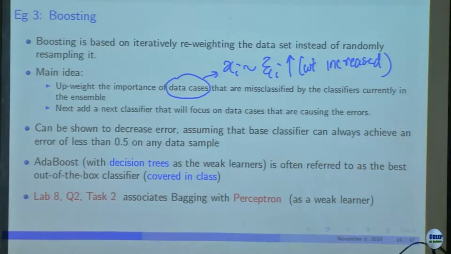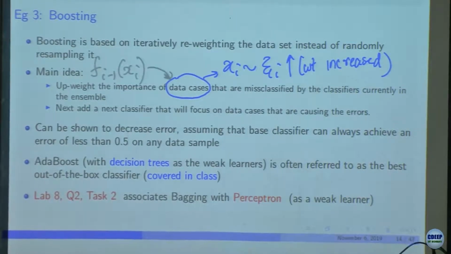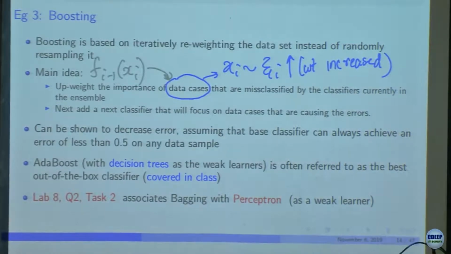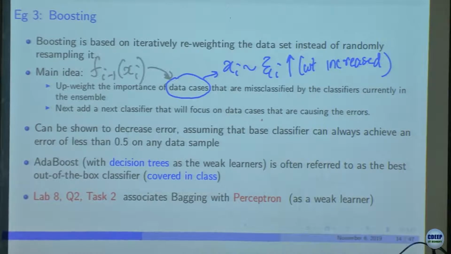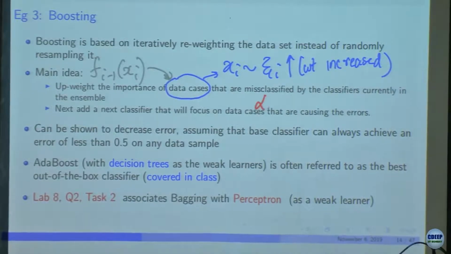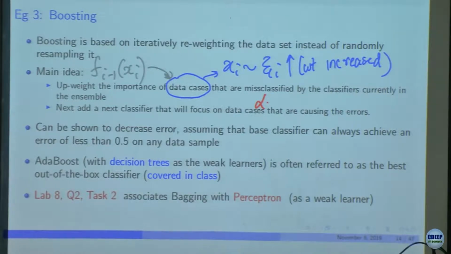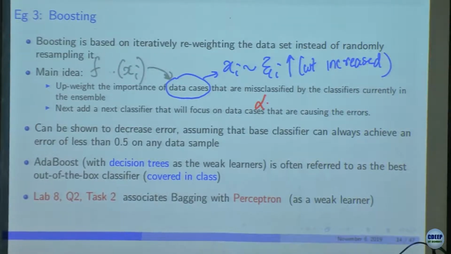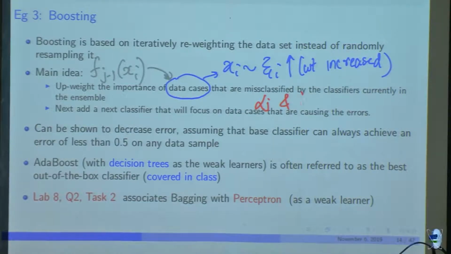So prior to this, I was working on some classifier, say f_{j-1}(x), and that fed into examples where I was making mistakes, and based on this I'll add a new classifier that will focus on the data cases that are causing the error, and in the process I'll evolve a weight alpha. I'm using the same index j. So I'll learn a weight alpha j and a new classifier fj(x).